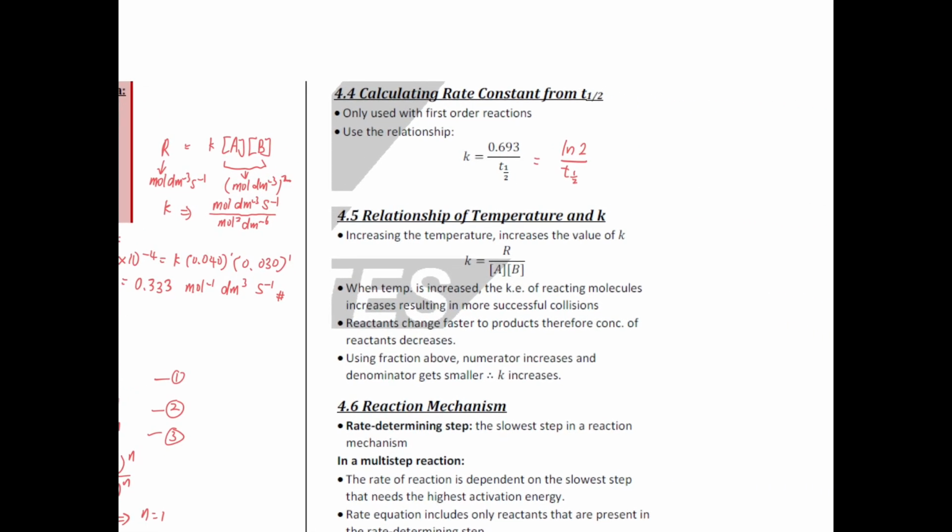Now 4.5, you already know how to find K in different ways, from the table or from the half-life formula. Now we are going to talk about the relationship of temperature and K. Okay, let's take a look here. Increasing the temperature increases the value of K. This one we discussed before. What I said is, if you increase the temperature, the rate is faster. When the rate is faster, then the rate constant K is greater.